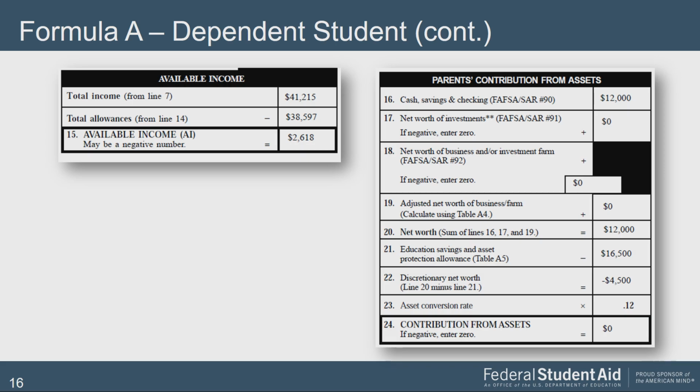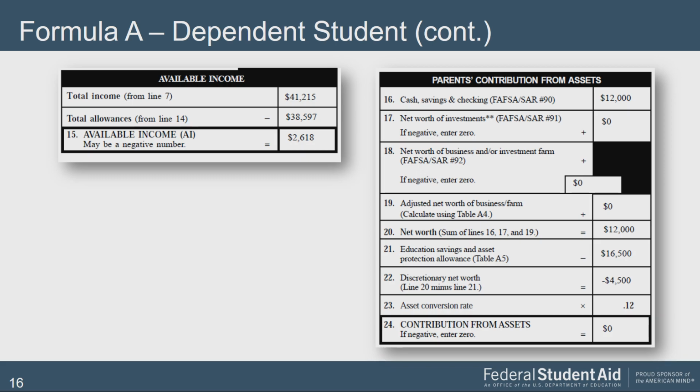And then discretionary net worth is the amount, if any, by which your assets are greater than the Education Savings and Asset Protection Allowance. Then you've got more assets than you need for filling this gap that I've been talking about.